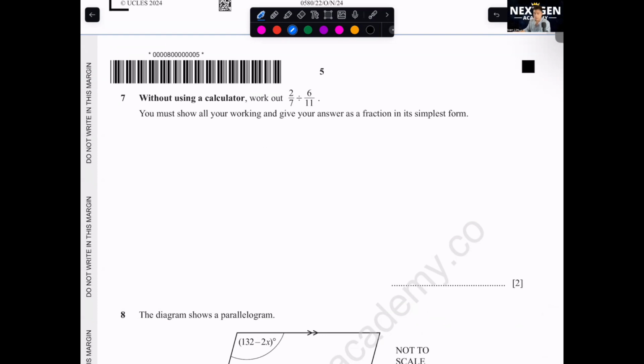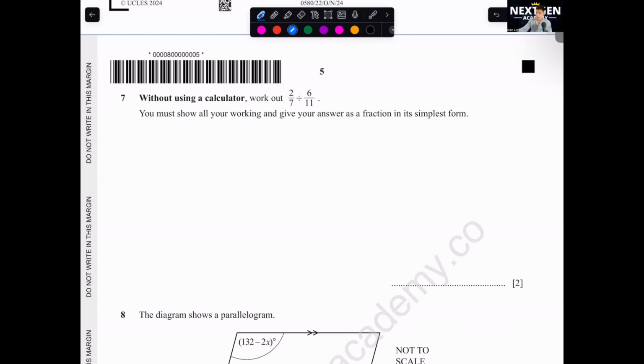Okay, Kalista asks, do they give a formula sheet during IGCSE Paper 2? No, I don't think there's a formula sheet. Later the teacher will check for you. But from what I know here, there's no formula sheet. So you have to memorize whatever formulas.